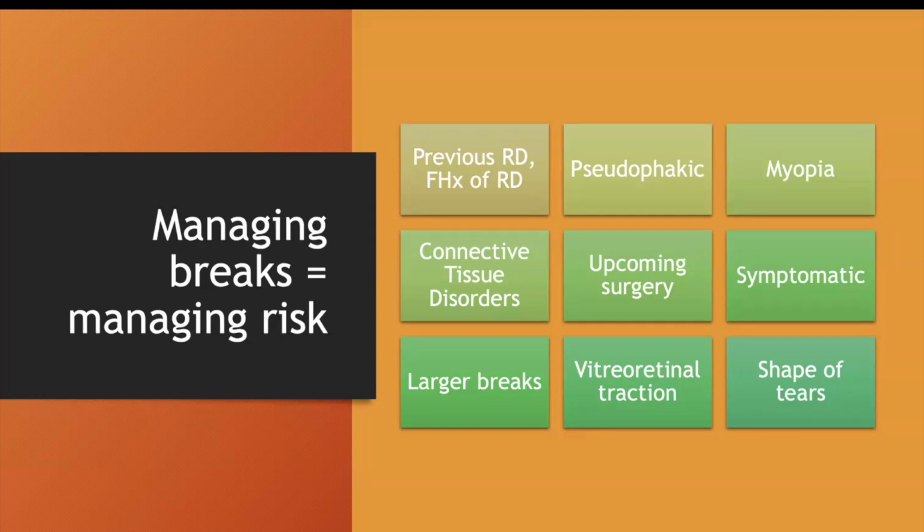And then I'm also going to go into some detail with the shape of the tear itself in terms of how risky they are. But these are all factors that make you think this is somebody who's a slightly higher risk patient. I'm going to want to give my mind some assurance and just treat the break itself. But if you have a small round retinal hole in a patient who's otherwise completely well with no risk factors, you would just leave that alone and discharge them with essentially safety netting advice.